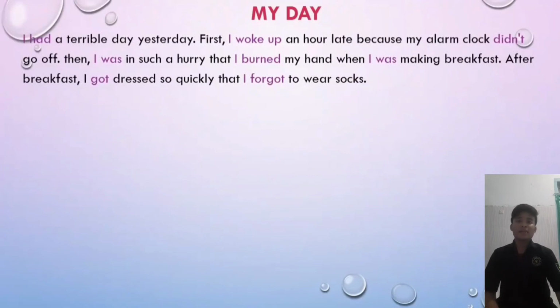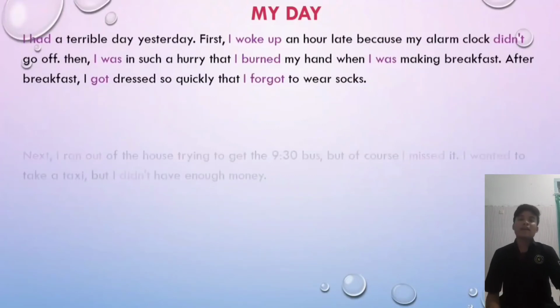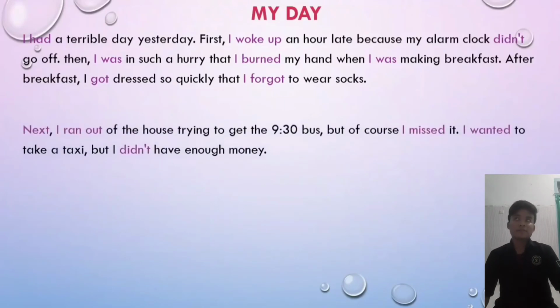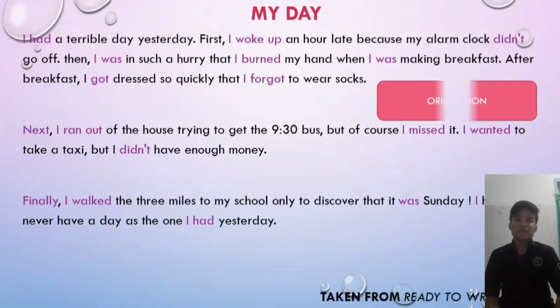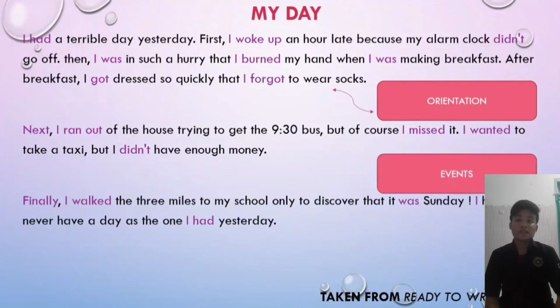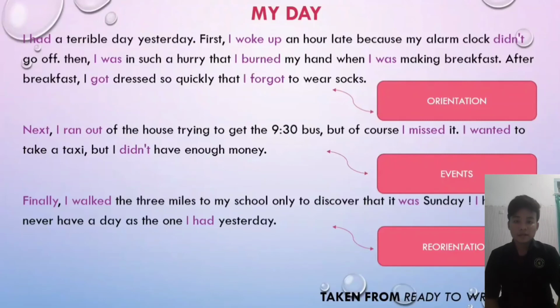Okay, here we analyze. We can analyze the example before. So here for the first paragraph, we can analyze the orientation. I make it a different color for the orientation, and for the second paragraph, I would like to show the events. Yeah, I give different colors, and the last is also the reorientation.